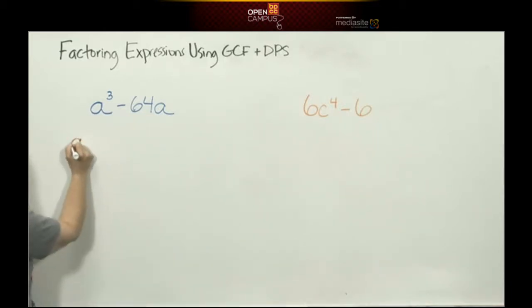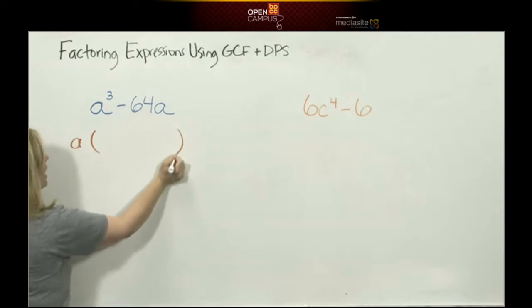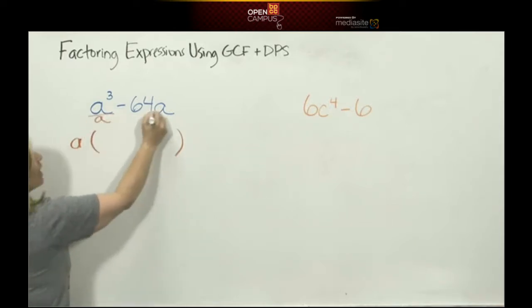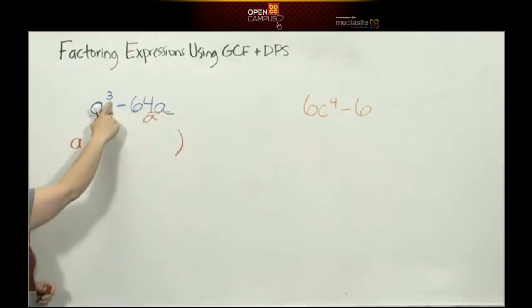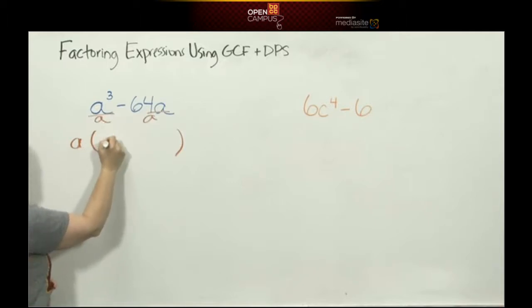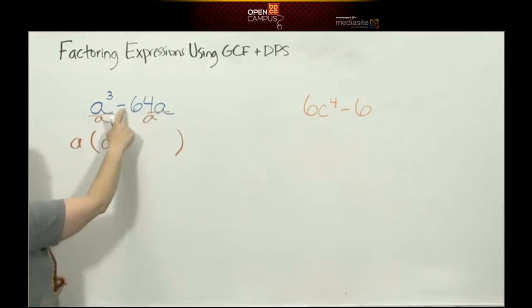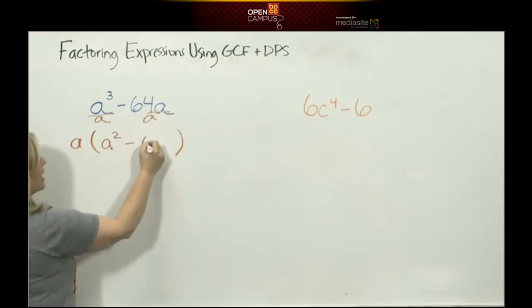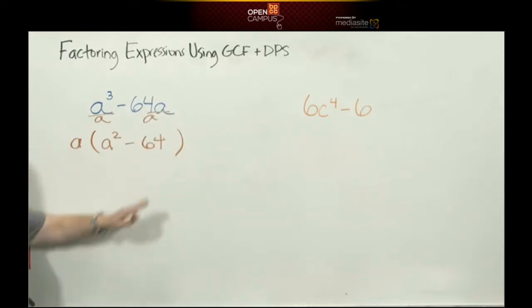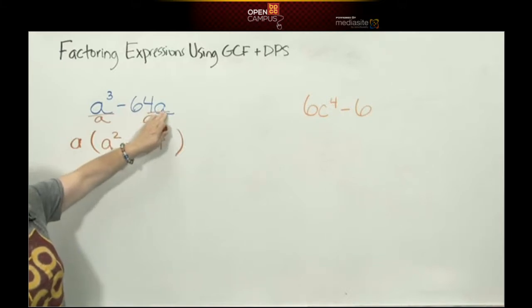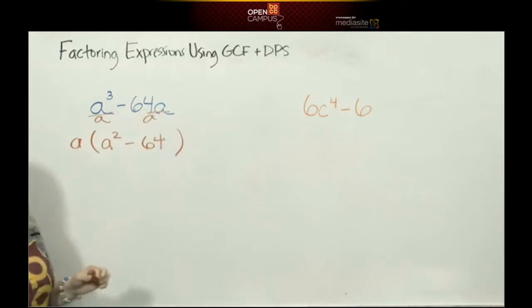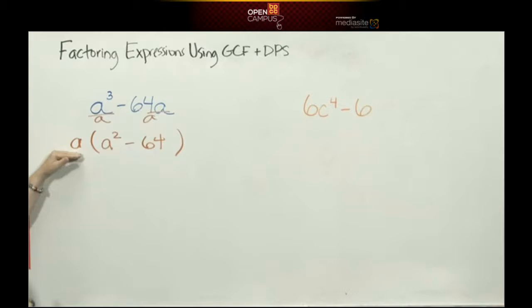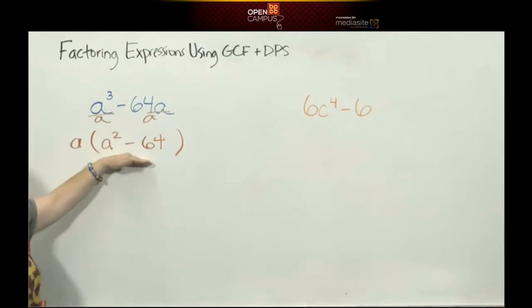So I'm going to take out that 1a and tell me what's left. And I need to physically write the division step. So a cubed divided by a would be a squared. Negative 64a divided by a, well, the a's would cancel out and leave us negative 64. We know a divided by a is 1, and 1 times negative 64 would still be negative 64. So we pulled out the GCF. You tell me what's left.